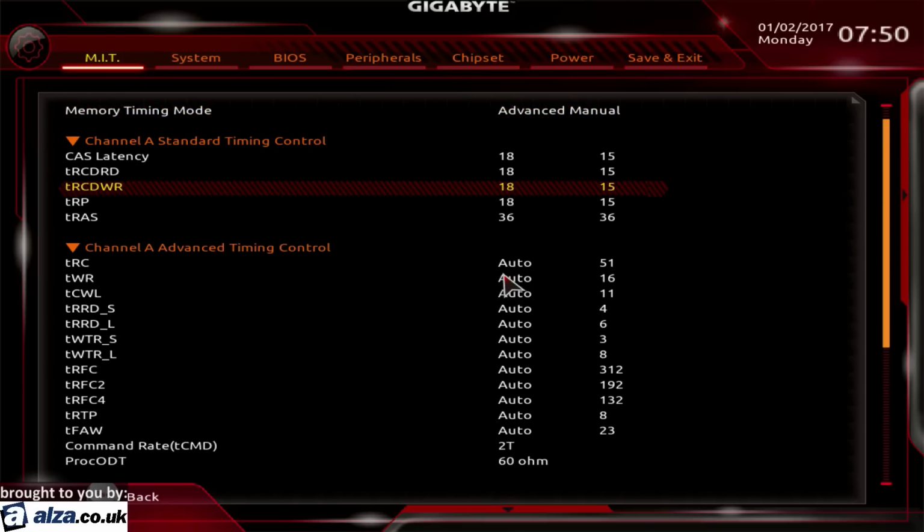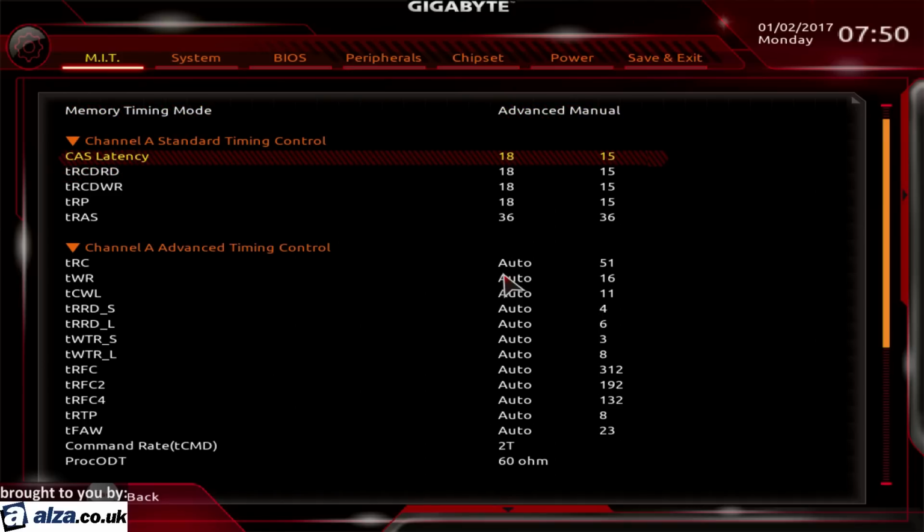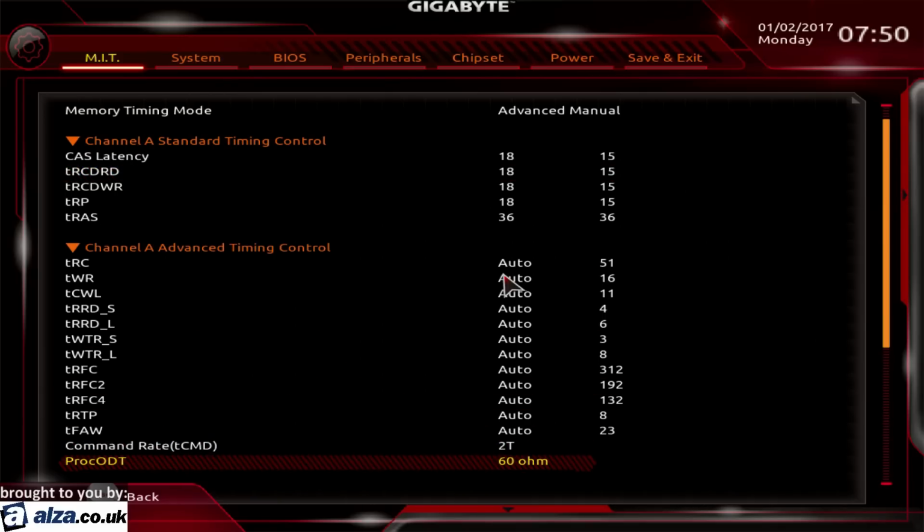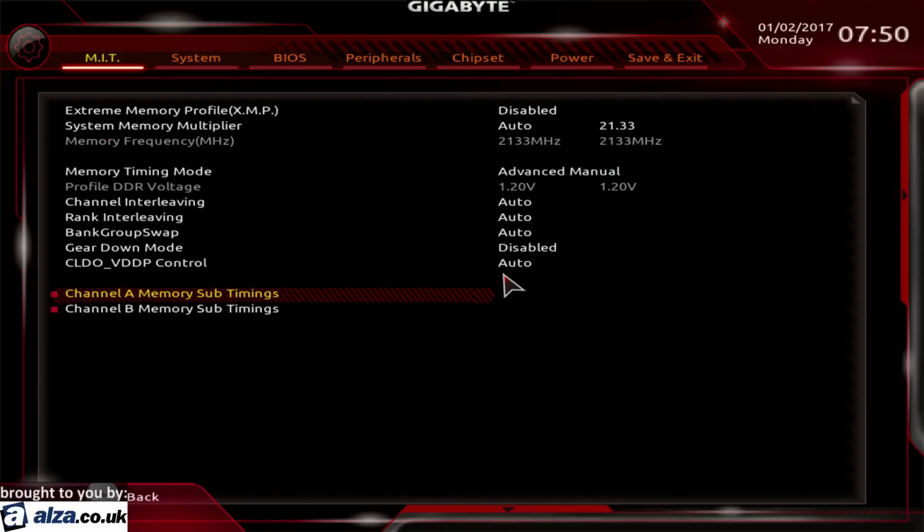But when you're just starting out, you want to set your primaries pretty loose, your command rate to 2, your processor on-die termination to 60, and not touch anything else.